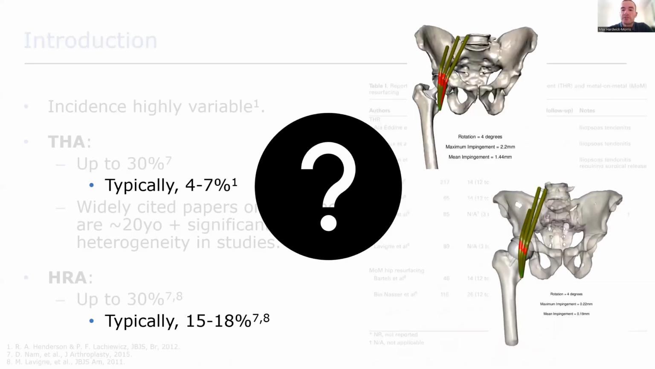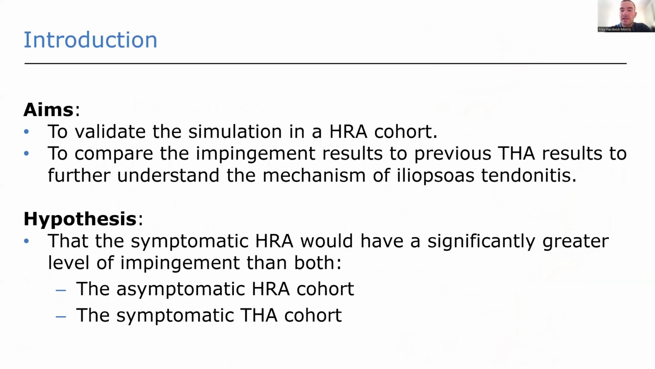So we wanted to explore why such a large differential in incidence of psoas tendinitis exists between patients who receive total hips and hip resurfacings using our previously validated computational simulation for detecting iliopsoas impingement. The aims of our study were twofold. One, to validate the simulation in a hip resurfacing cohort, and two, to compare the hip resurfacing impingement results to previously collected total hip results to further understand the mechanism of iliopsoas tendinitis. Our hypotheses were that, one, the symptomatic hip resurfacing cohort would have a significantly greater level of impingement than both the asymptomatic hip resurfacing cohort and the symptomatic total hip cohort.